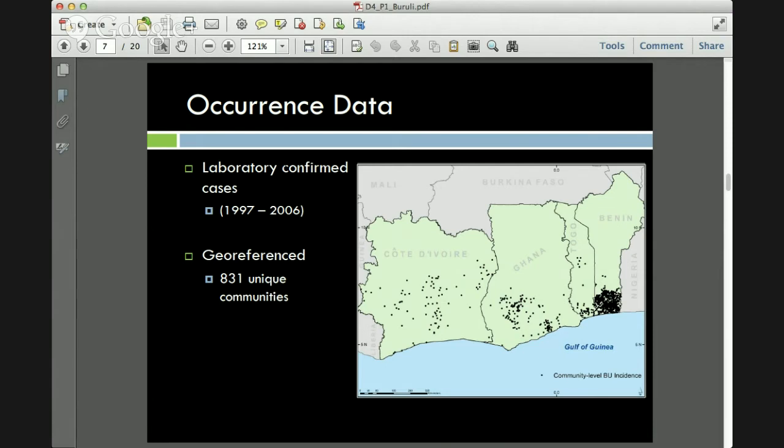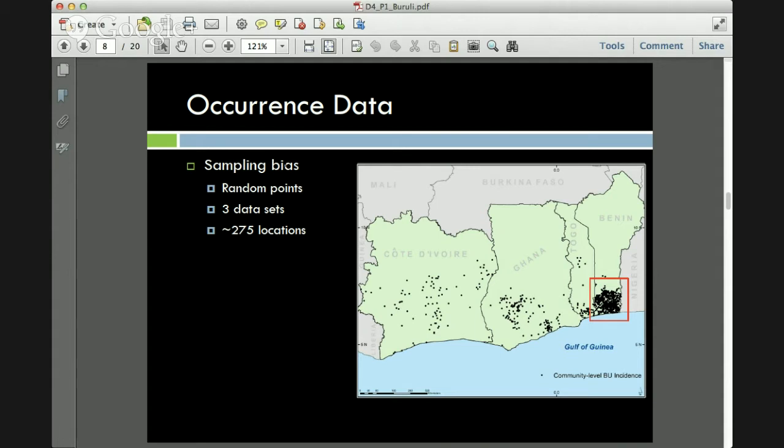So we started with this occurrence data set, which was acquired and cleaned and georeferenced by our Belgian colleagues. These are all laboratory confirmed cases from 1997 to 2006, and there were a total of 831 unique communities that we were able to georeference. This is actually a pretty exciting data set to get to work with because it's probably the only data set that crosses several countries, and it's the most contiguous and the most comprehensive data set available right now.